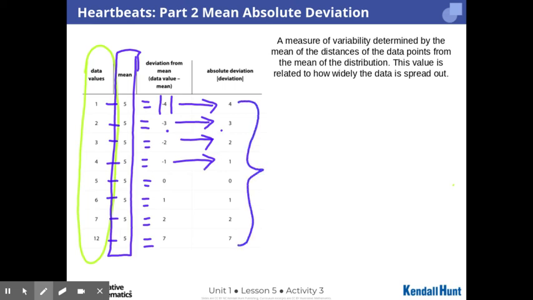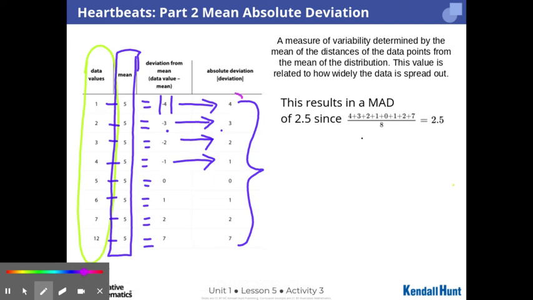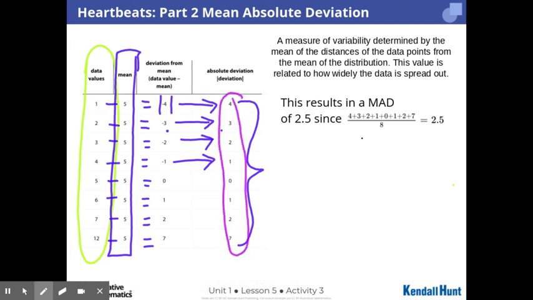So we found how far away each data point is from the mean. Now we're going to take those absolute deviations and find the mean of those. So here I typed that on there so you could see it clearly. So we would take 4 plus 3 plus 2. So we're taking these values right here. And I have them typed right here.